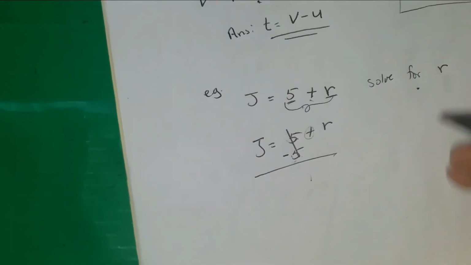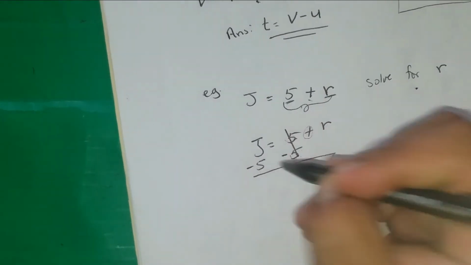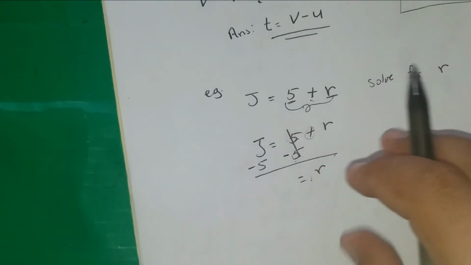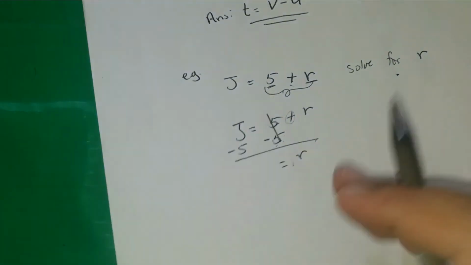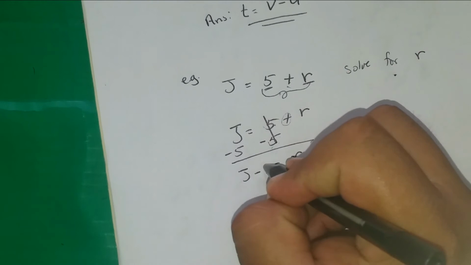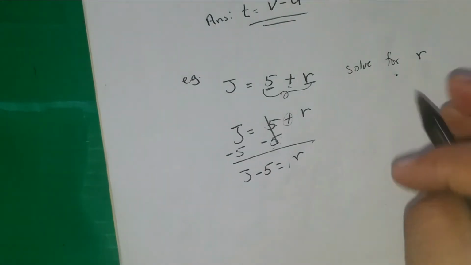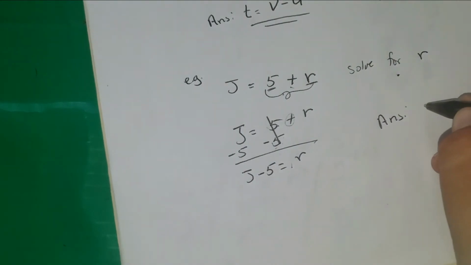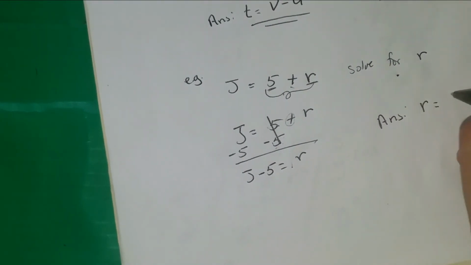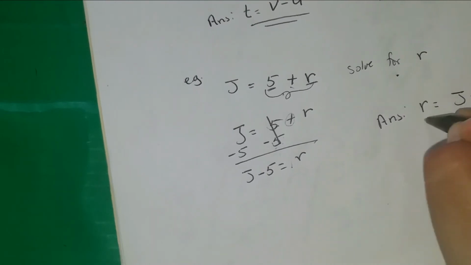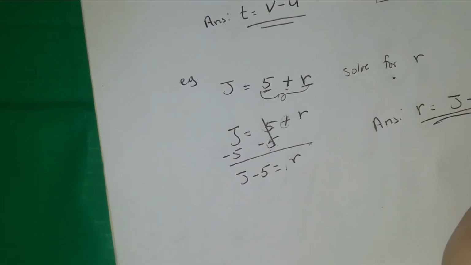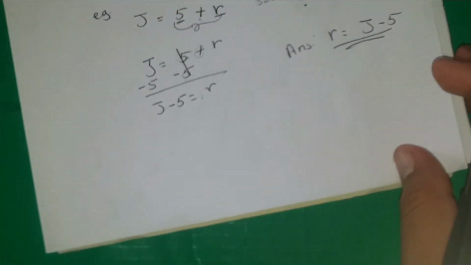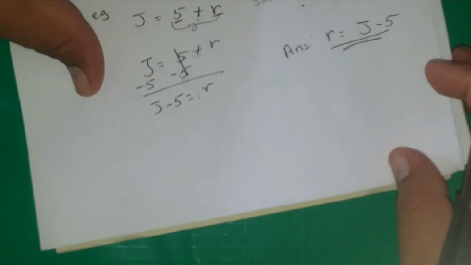Now what we do to that side, we must do to the other side. So that's r, and that's going to be j minus 5. So my answer here is r equals j minus 5. I hope you guys are understanding. Let's take a look at one more.